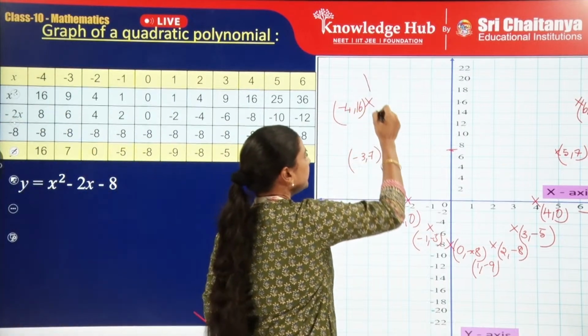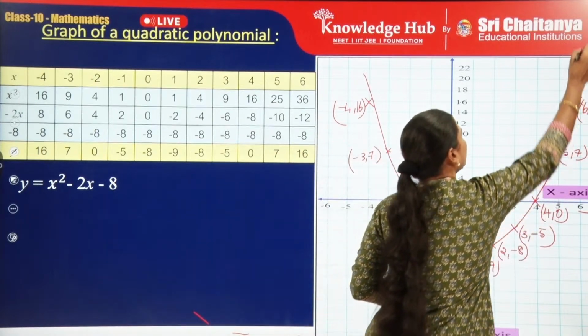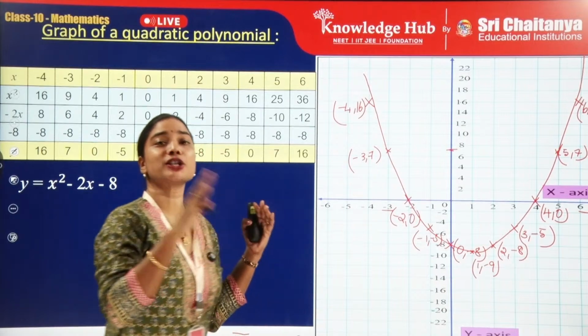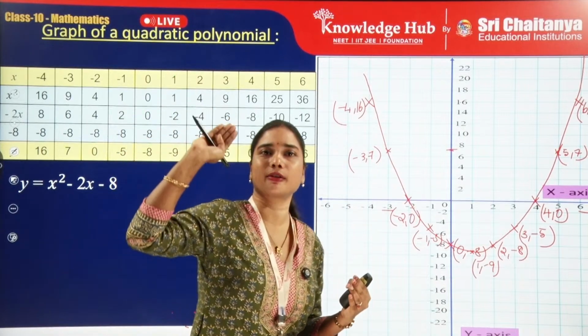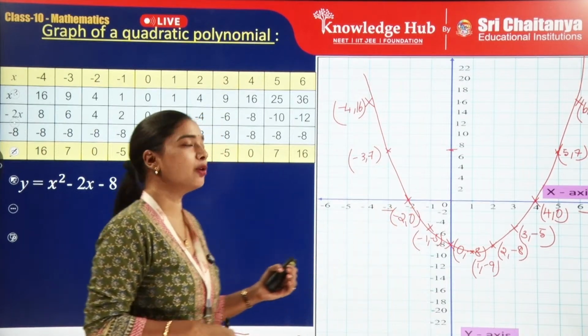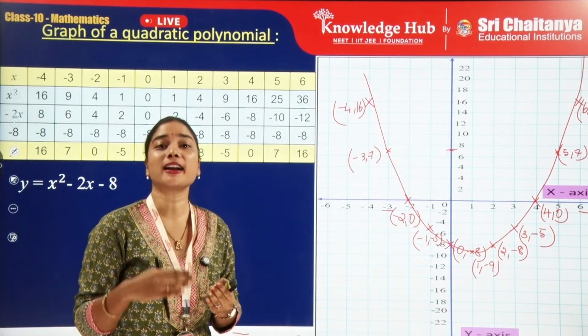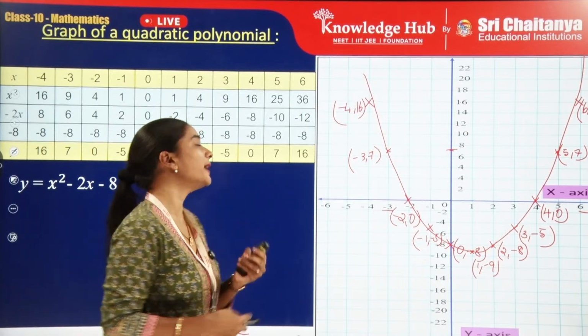If you join all these points carefully, you get an upward opening U-shaped curve. This U-shaped curve is named a parabola. So from this what can we tell? The graph of a quadratic polynomial is a parabola.